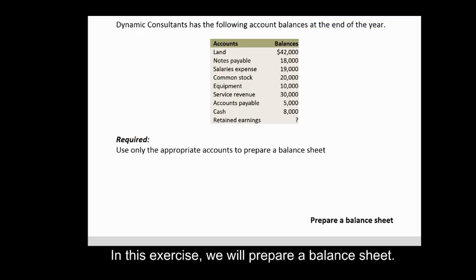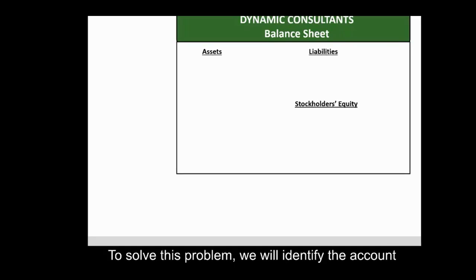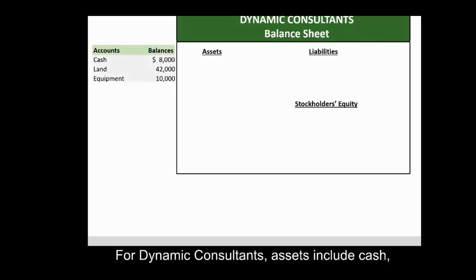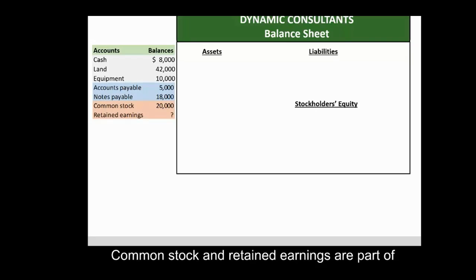In this exercise, we will prepare a balance sheet. To solve this problem, we will identify the account types and categorize them into the accounts that appear in the balance sheet: assets, liabilities, and stockholders' equity. For Dynamic Consultants, assets include cash, land, and equipment, and liabilities include accounts payable and notes payable. Common stock and retained earnings are part of stockholders' equity.